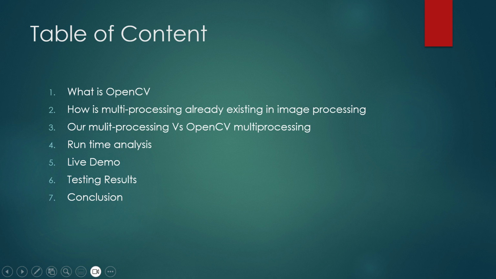So this is our table of contents. First, we're going to talk about what OpenCV is. Then we're going to talk about how multiprocessing already exists in image processing utilizing OpenCV. After that, we're going to compare OpenCV's method versus our own method that we decided to use. We're going to do a quick runtime analysis of what we're expecting for the running. Then we have our live demo, testing results, and conclusion.